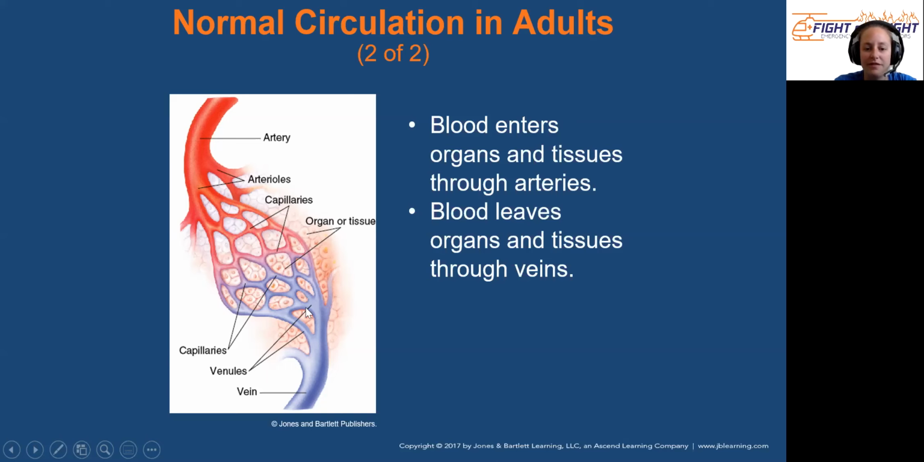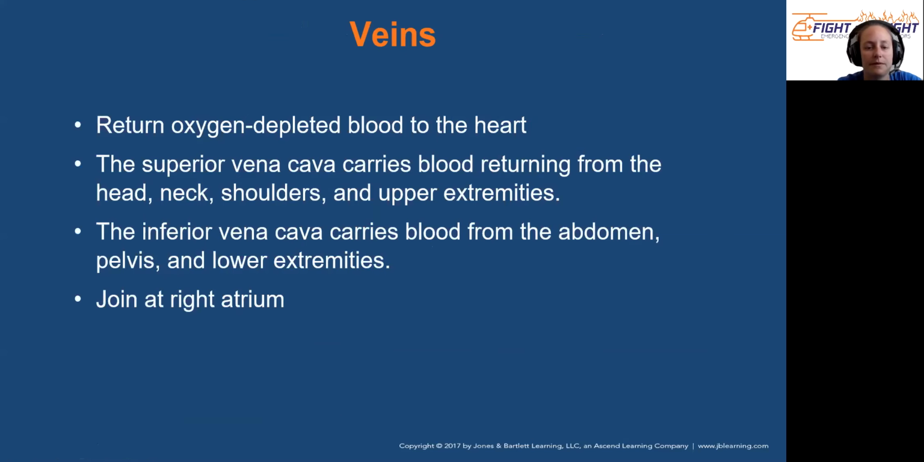And they come together and they become venules. The venules come together and they become veins. This vein eventually connects up with other veins and leads to the vena cava. So veins bring oxygen-depleted blood back to the heart, of course, except for the pulmonary vein, which brings oxygen-rich blood back to the heart. So veins are just things that come towards the heart.